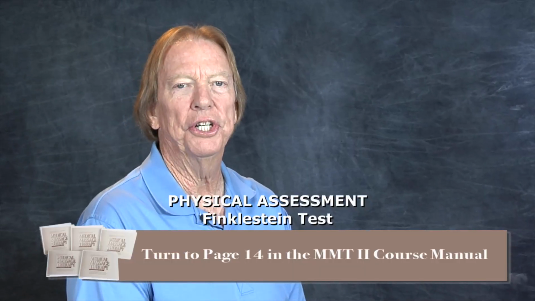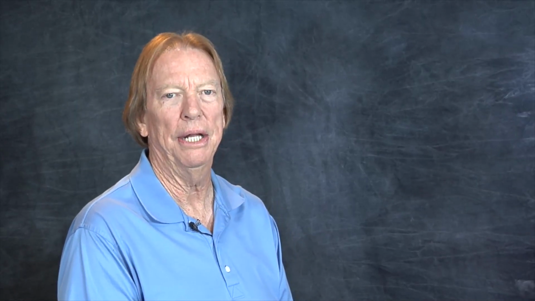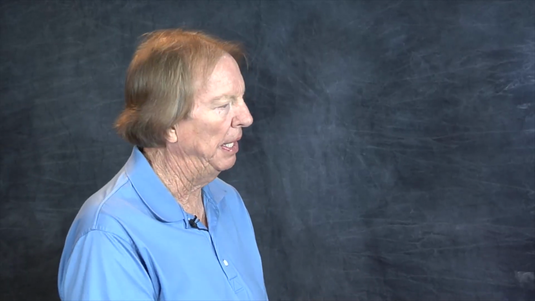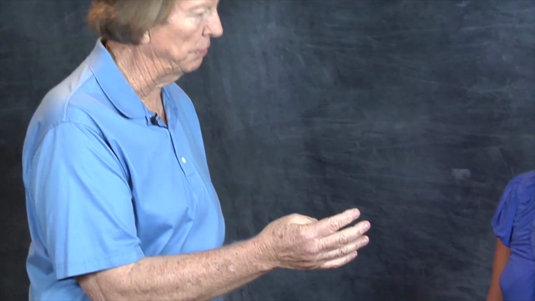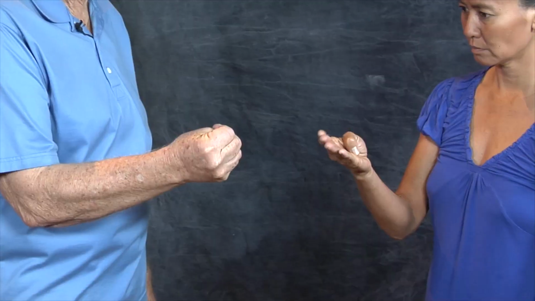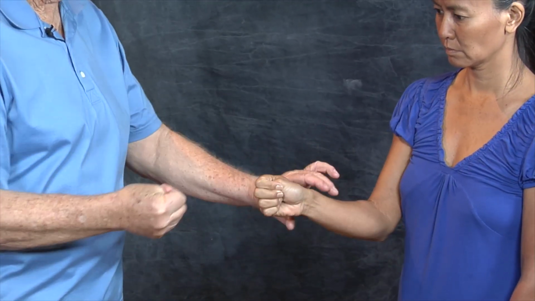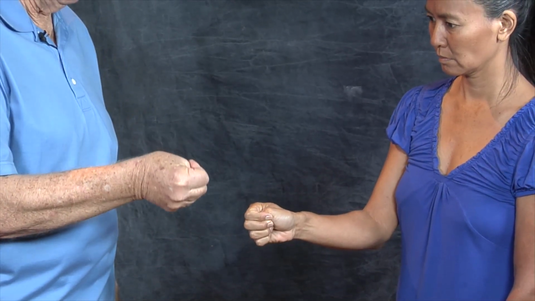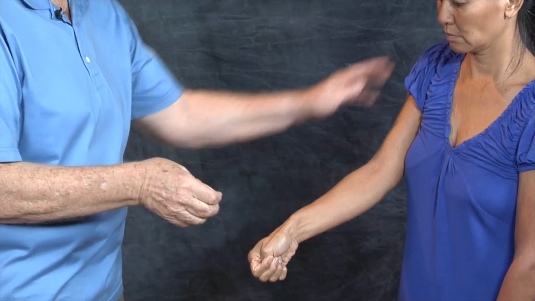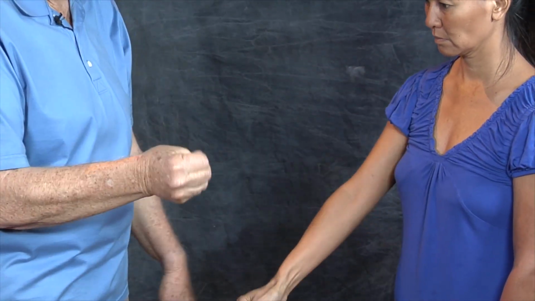Next is the Finkelstein test for de Quervain's tenosynovitis. De Quervain's tenosynovitis: teno, tendon; syno, synovial fluid; and itis, inflammation. An inflammation at the base of the thumb, and it's performed like this. If you'll do what I do, please. Close your fist around your thumb in that fashion. First, move it down in that fashion, not at the shoulder, not at the elbow, but just at the wrist.